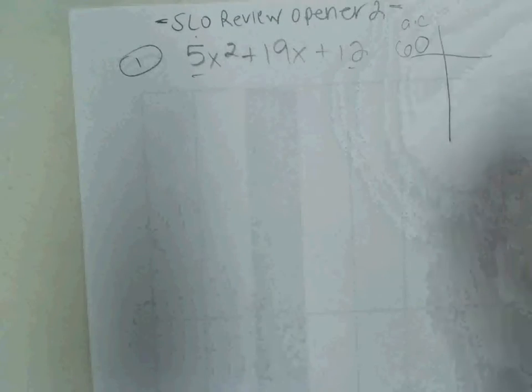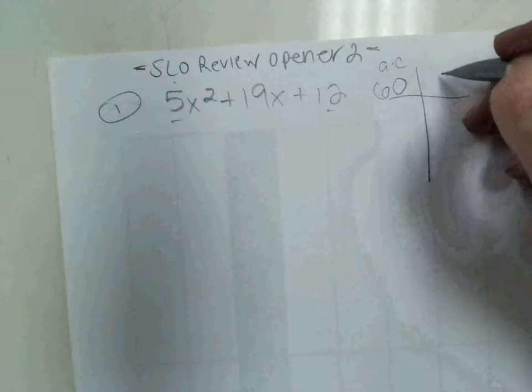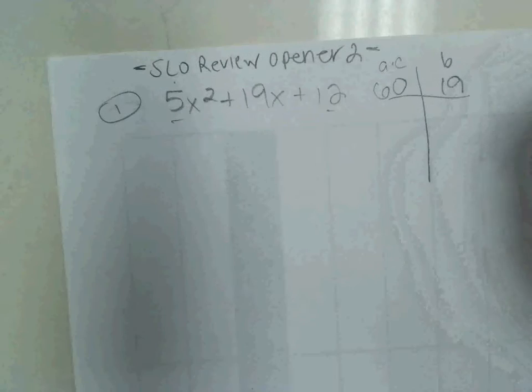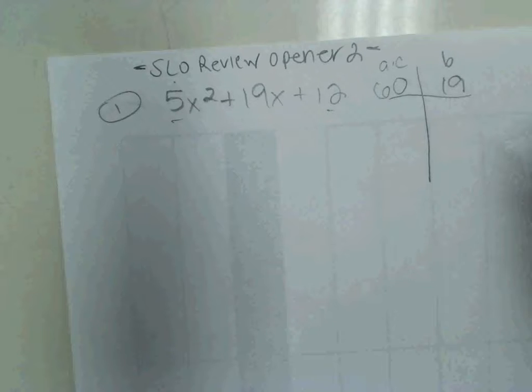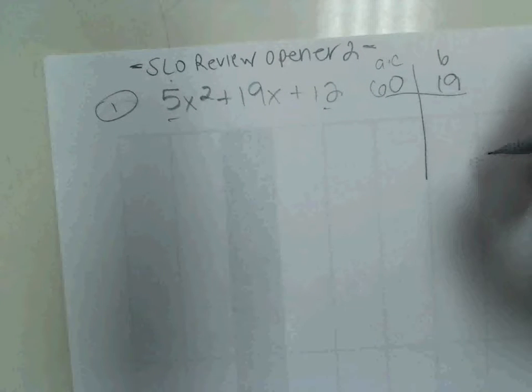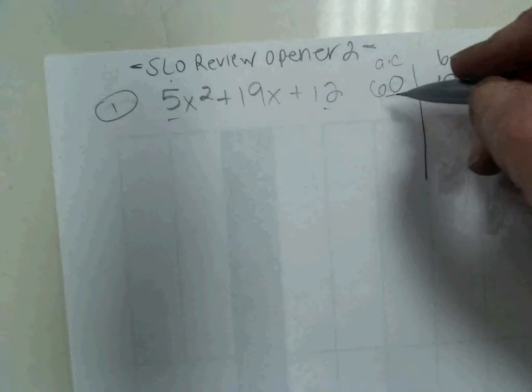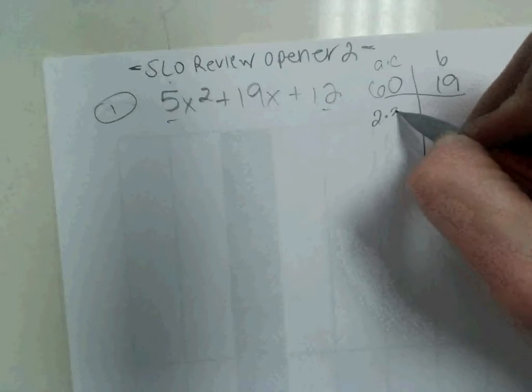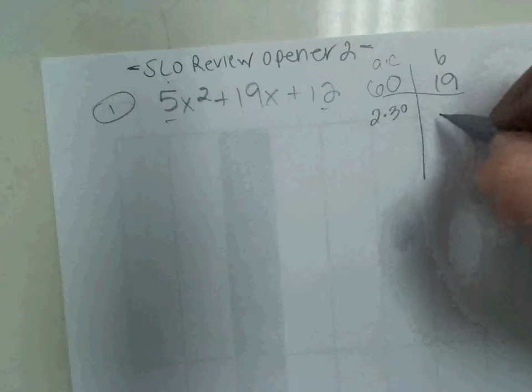All right, and then in the right side of my t-chart, I put the b value, which is 19. And then I look for my two values that multiply to get 60 and add to get 19. And so you can start from the top and go, oh, 2 times 30, or 1 times 60, right? And then go from there.